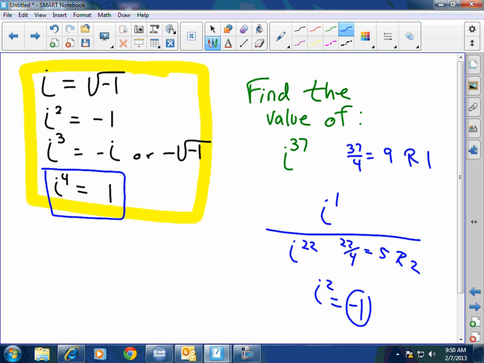Why wouldn't you put 9 as the exponent on i? What is i to the 4th equal? 1. How many i to the 4th did I have in 37 i's? 9. That's 1 to the 9th power. You just had 9 ones being multiplied together, but 1 times 1 times 1 and so on is still 1. So it's just the remainder that we're looking for. The remainder goes on the i, not how many perfect sets of 4 i's there were.